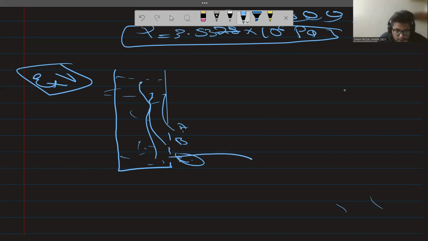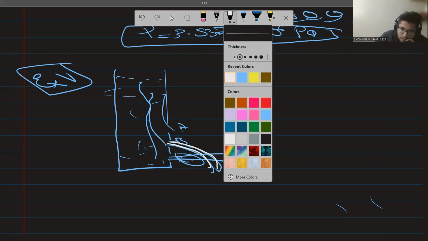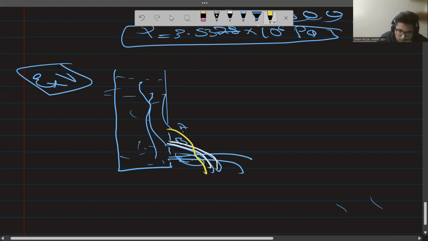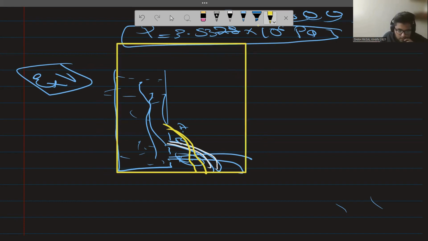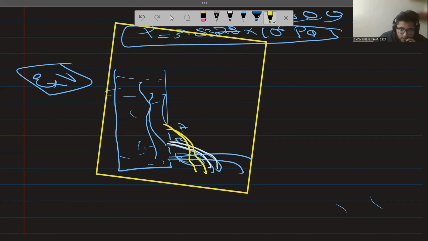So basically, it will be like this. Pressure will be like this in A. So this is how the pressure will be in this region, and this is a possible question which is frequently asked.